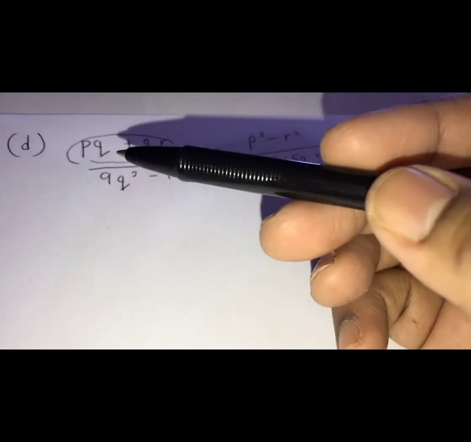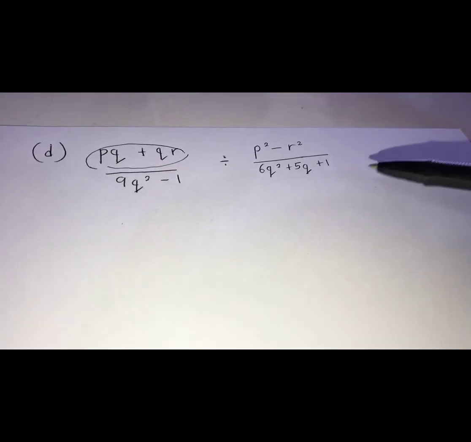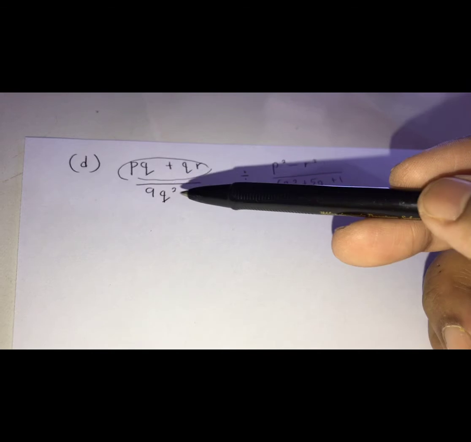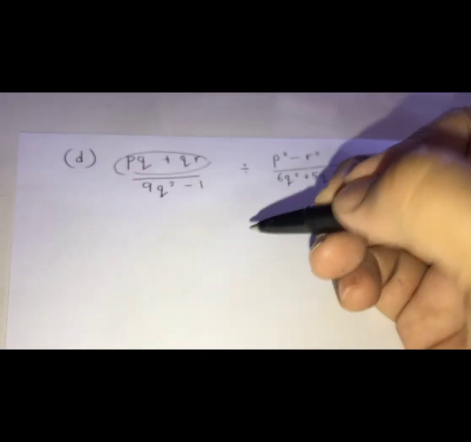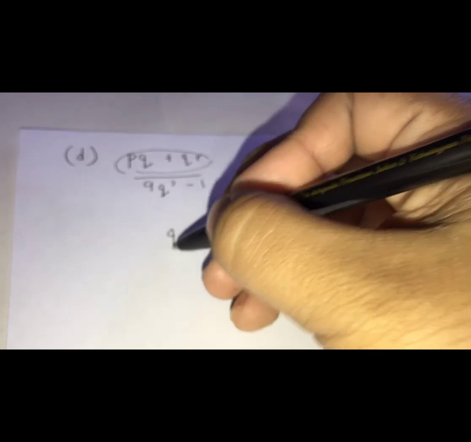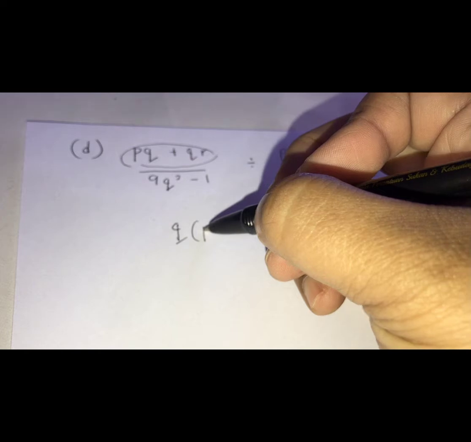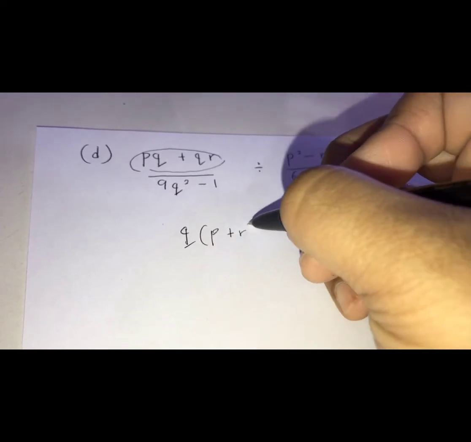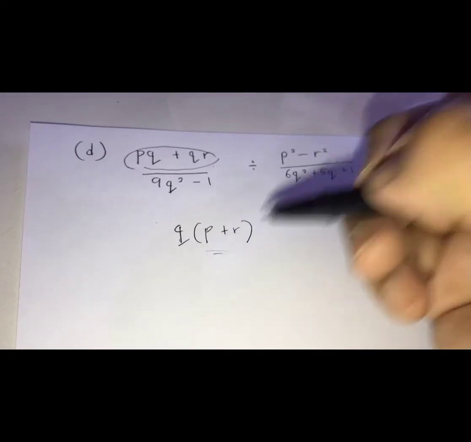Okay, go to question D, page 26. So this one you factorize first before you simplify. You have to factorize this one, PQ plus QR. The common factor is Q. Write Q outside. And then Q times P you get PQ, and Q times R you get QR, so you put R. This one, you write here, you factorize, you get this.